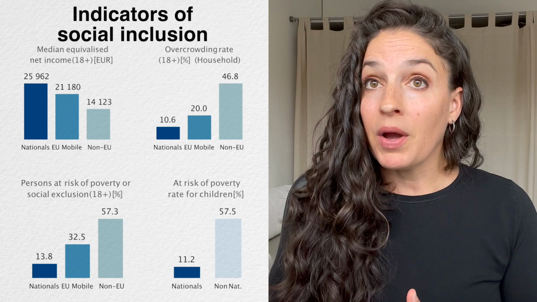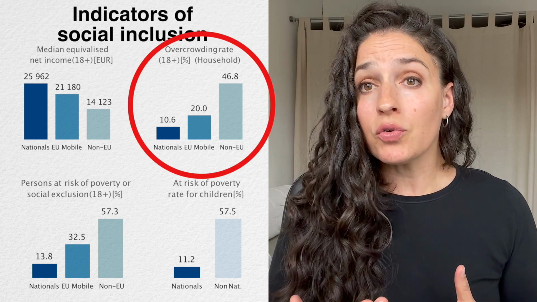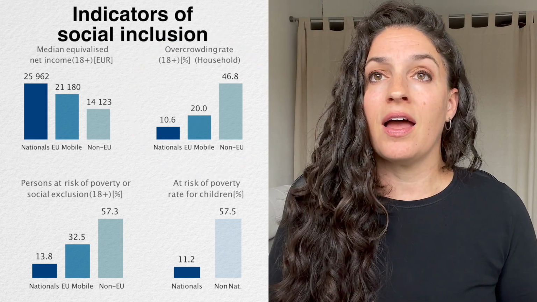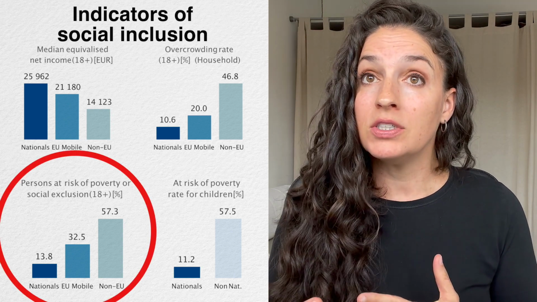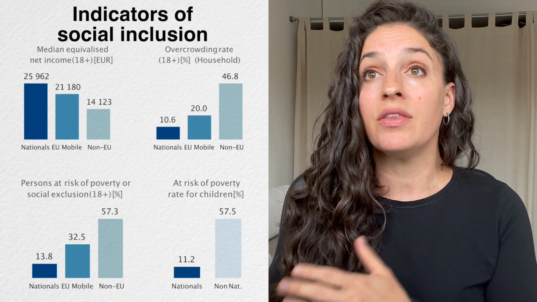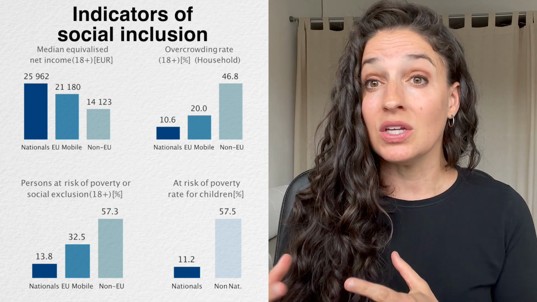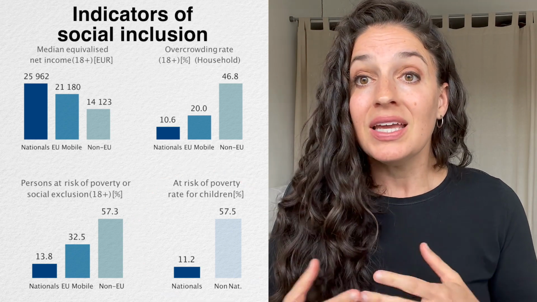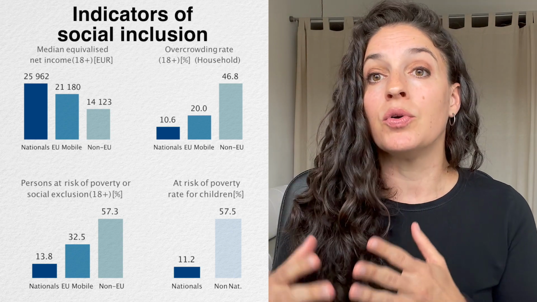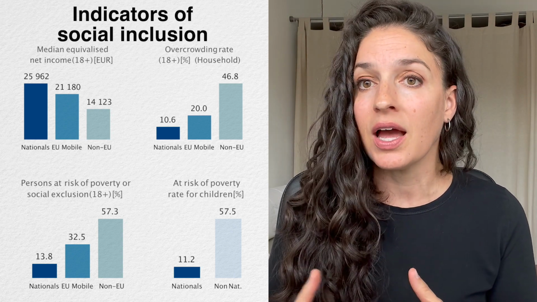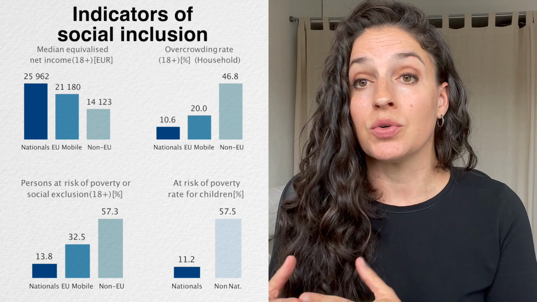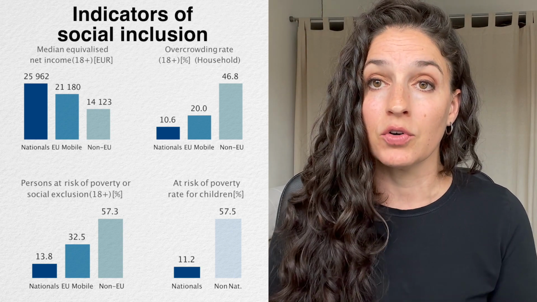We see a similar pattern if we look at overcrowding rates as well as the risk of poverty and social exclusion and the risk of poverty for children. So in all of these cases, we see worse outcomes for immigrants across the board, with third country nationals generally having the worst outcomes or the highest risks of poverty and overcrowding here.